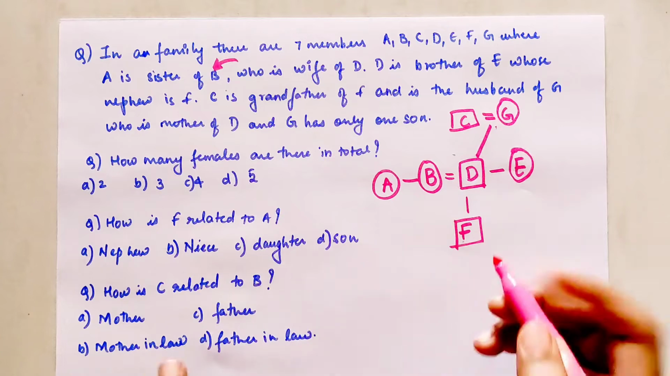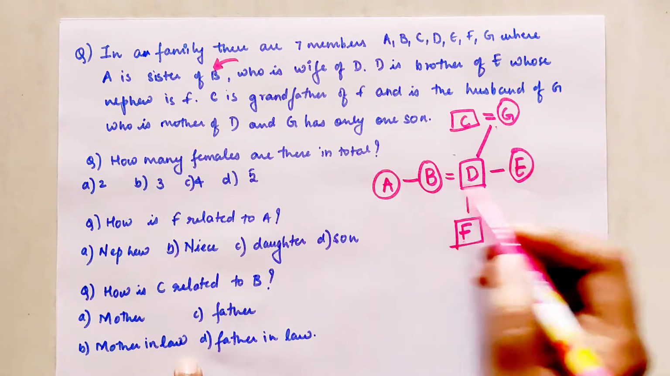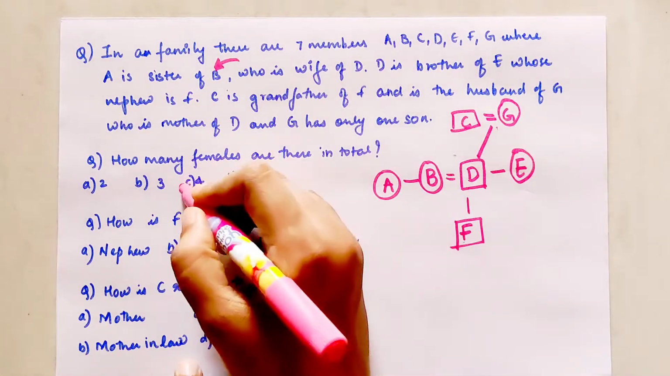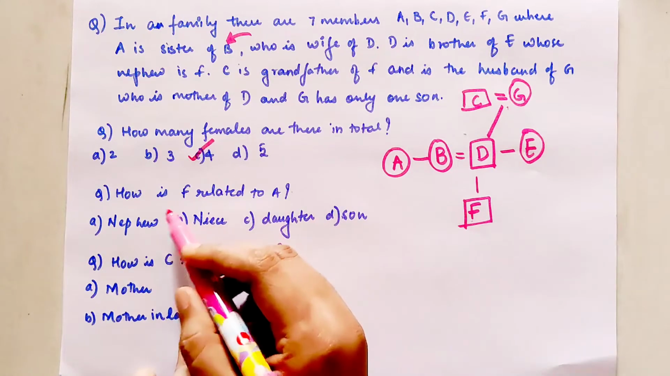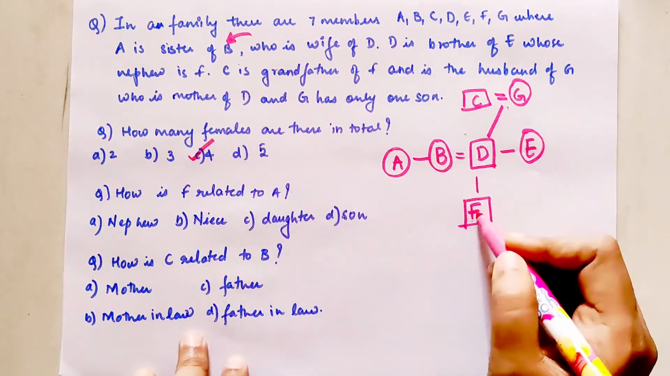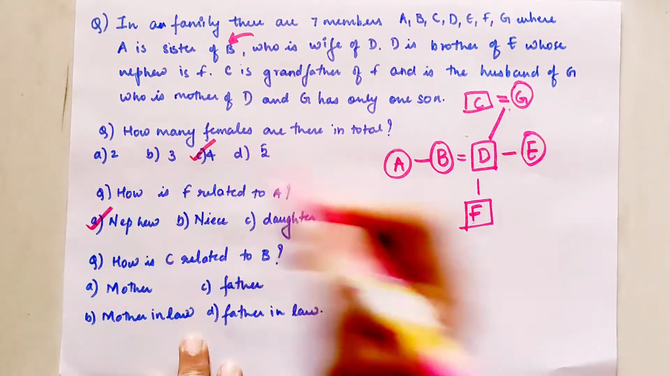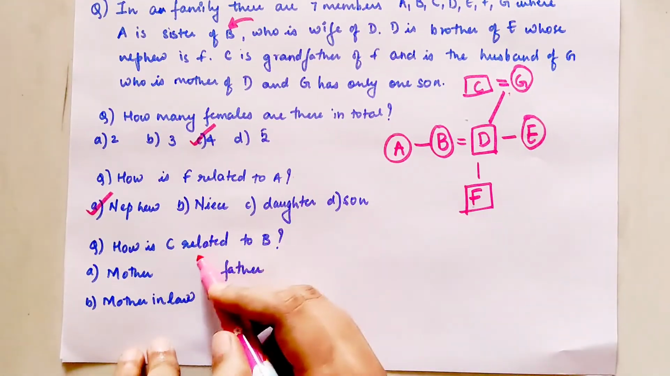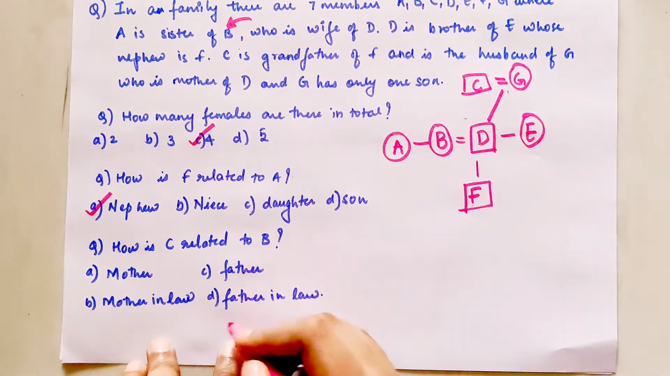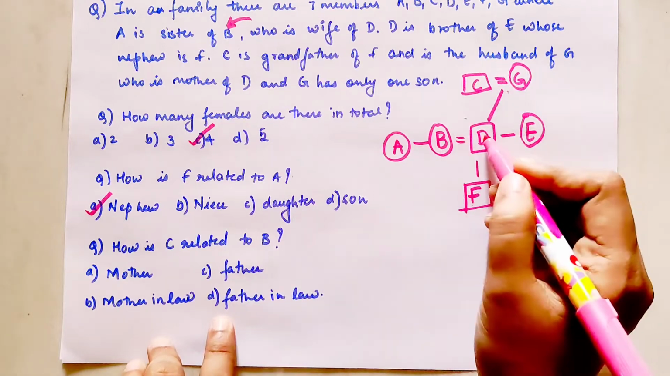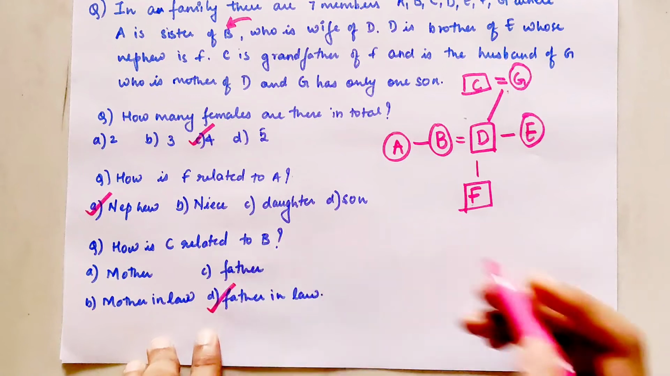Okay, so now the first question is, how many females are there in total? So how many females? 1, 2, 3 and 4. So option C is the answer to this one. Okay, so next is, how is F related to A? So F will be what? F will be the nephew of A, correct? How is C related to B? So C will be what? Father-in-law of B, right? Because C is the father of D and D is the husband of B, correct?